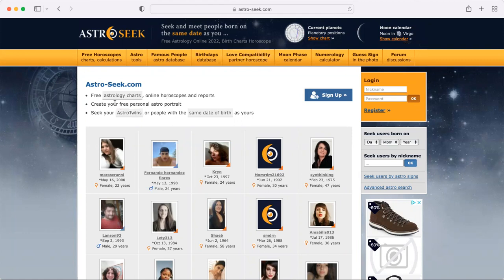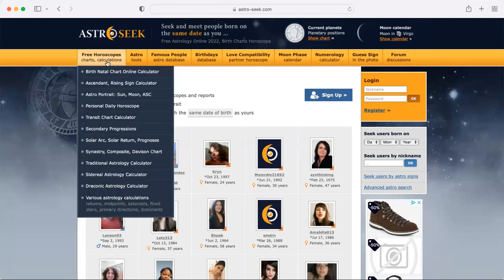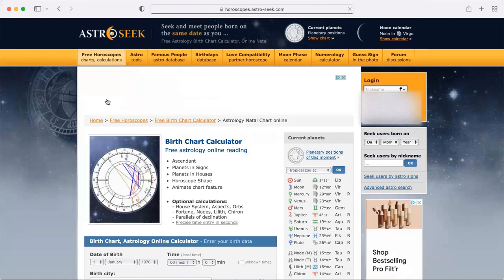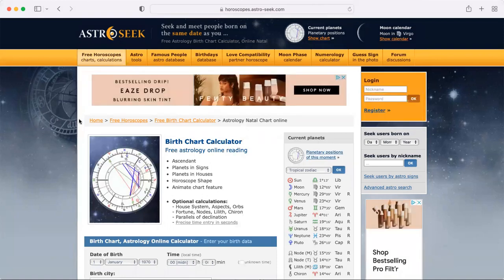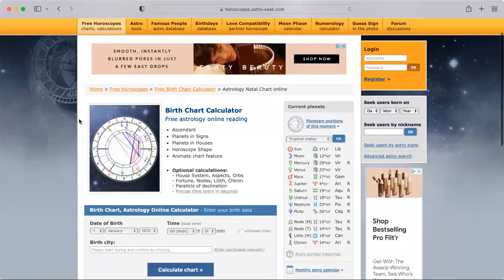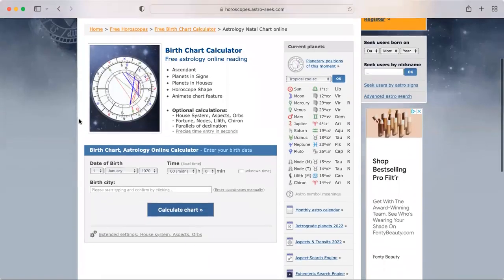And what I want you to do, if you're trying to pull up your birth chart, is go to the free horoscope tab, and under the free horoscope tab you want to go to the birth natal chart online calculator, right? So click on that, and you want to scroll down right here. This is the calculator. So you're gonna put your time and date of birth here.